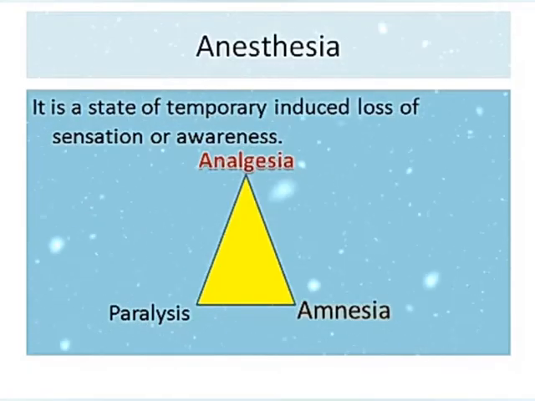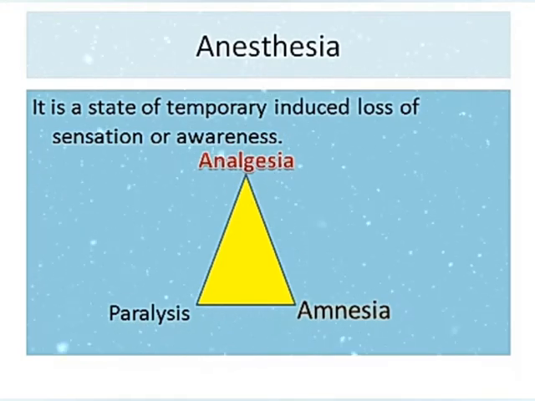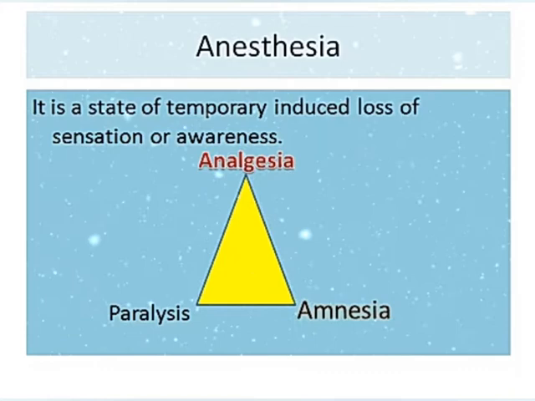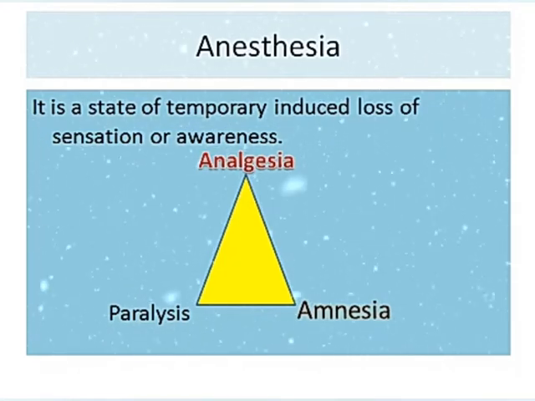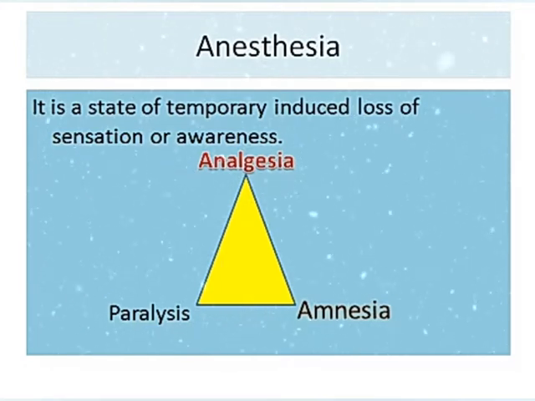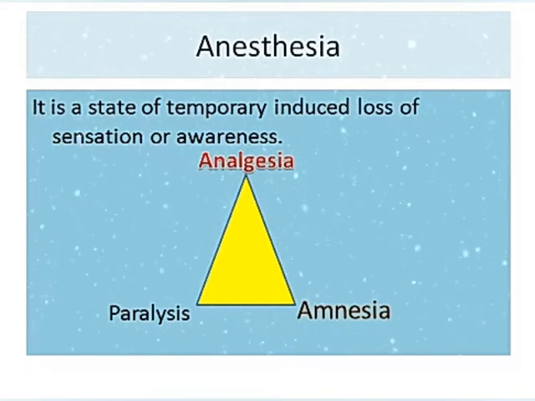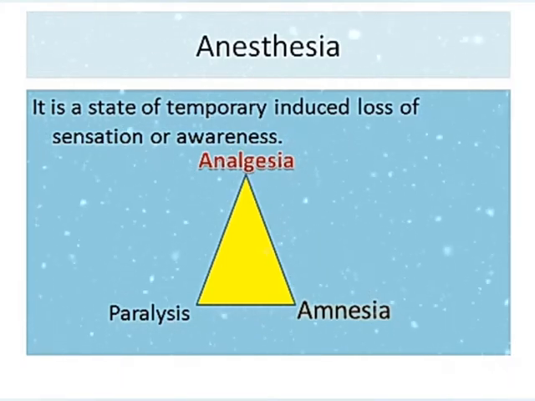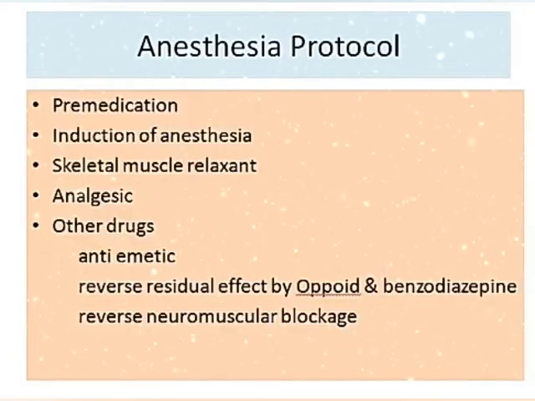Anesthesia is defined as a state of temporary induced loss of sensation as well as awareness. It consists of a triad. The first point of the triad is analgesia, which is pain relief; paralysis, which is muscle relaxation; and amnesia, which is memory loss. Now, who wants to remember their painful procedure? Before giving any anesthetic to a patient, we need to have proper anesthetic protocols.